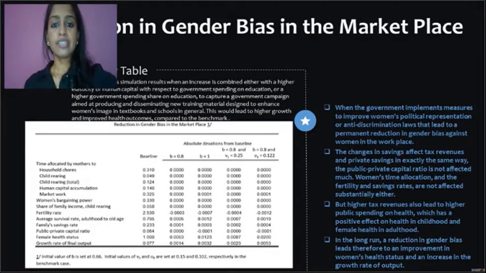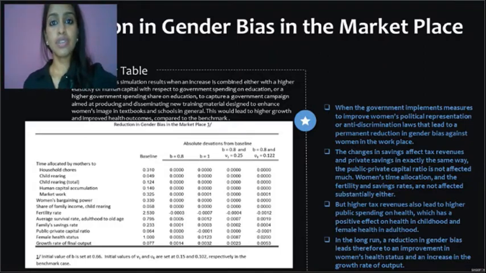Reduction in gender bias. The graphs on the right side represent some points, like when the government implements measures to improve women's political representation or anti-discrimination laws that lead to a permanent reduction in gender bias against women in the workplace. The changes in savings affect tax revenue and private savings in exactly the same way. The public-private capital ratio is not affected much. Women's time allocation and the fertility and saving rates are not affected substantially either.